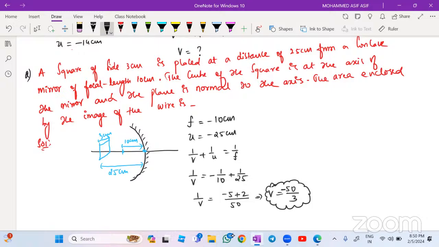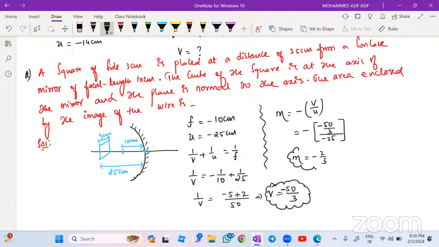Let's find its magnification next. Magnification is equal to minus of v by u, isn't it? So that is equal to minus of 50 divided by 3 divided by object distance. Object distance is minus 25. So how much will the magnification come, beta? m is equal to 25 one goes, 25 two goes, that is minus of 2 by 3 is its magnification.